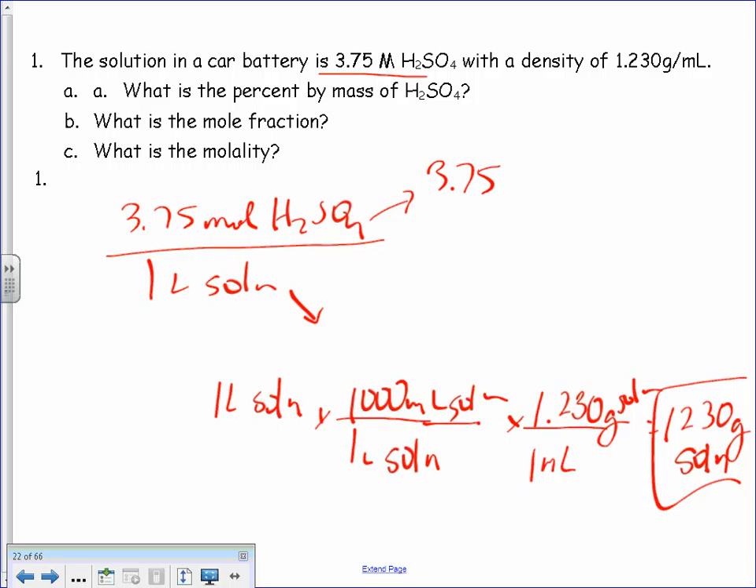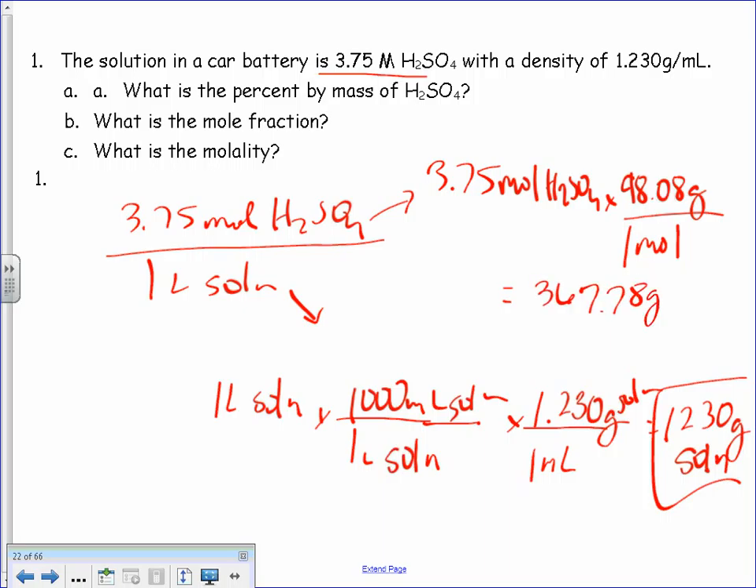This 3.75 moles of sulfuric acid, times 98.08 grams of H2SO4 per 1 mole of H2SO4, gives me about, you can see it's about times 100, so you can guess it's a little under 400. That way you can make sure you're doing it right. 367.78 grams of H2SO4. So this is the part over the whole as your mass percent.